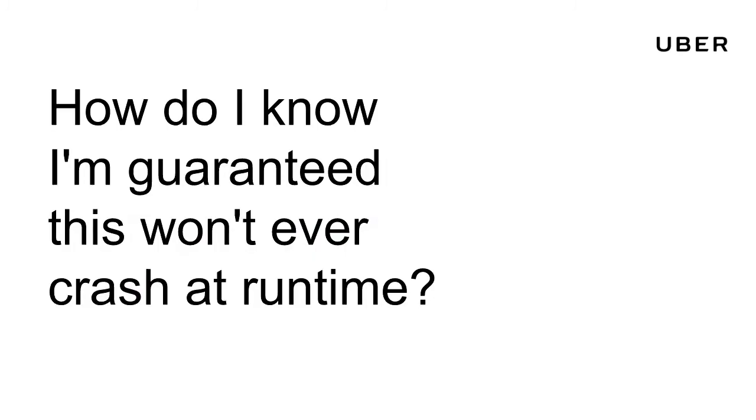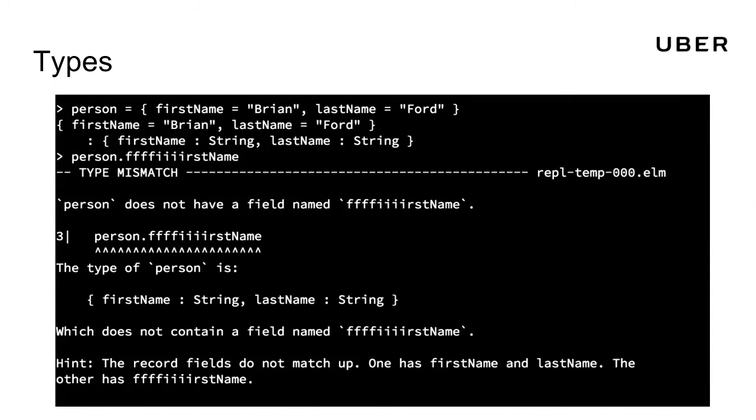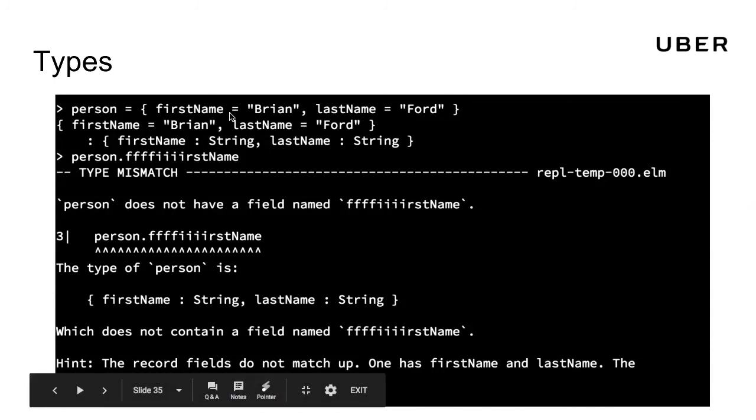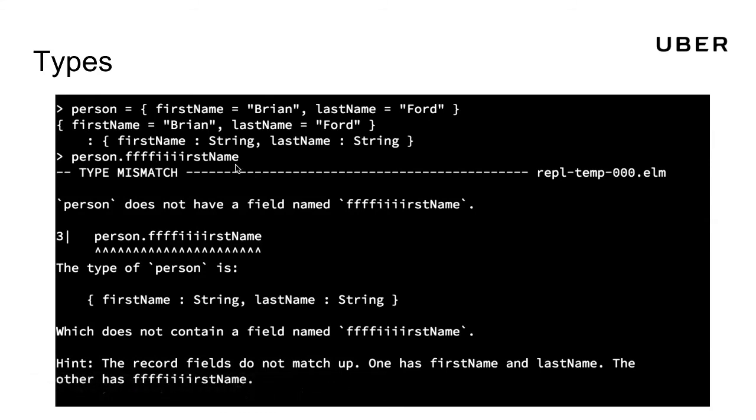All right, so the original claim that I made is that this won't ever crash at runtime. So how do I know that? I have to make good on that. So one reason is that we won't even compile if you have a record that you try and access a field that doesn't exist, right? Again, we didn't have to add any annotations. It's just the act of making a record also kind of behind the scenes creates a type for it.